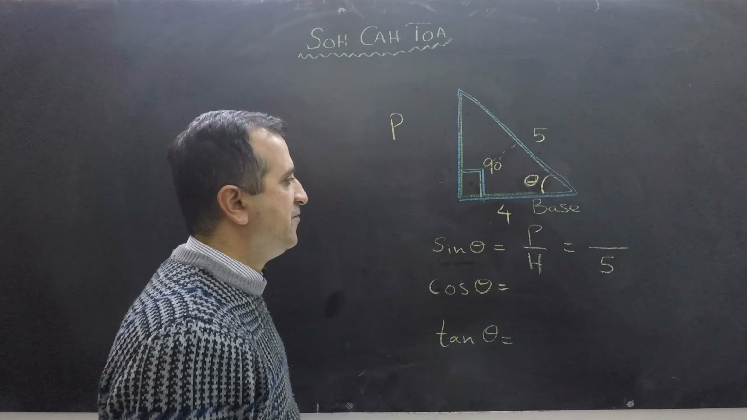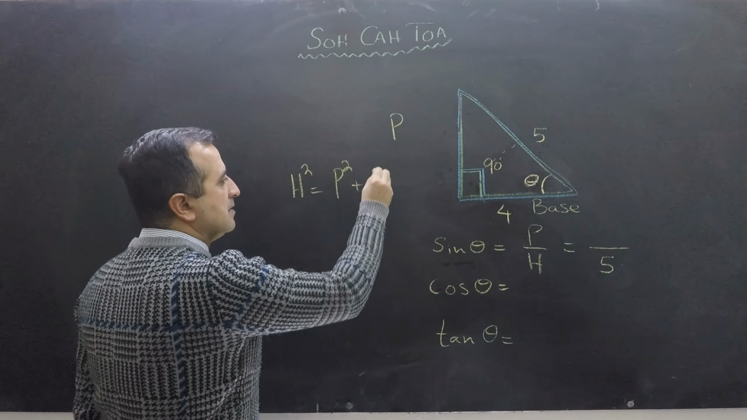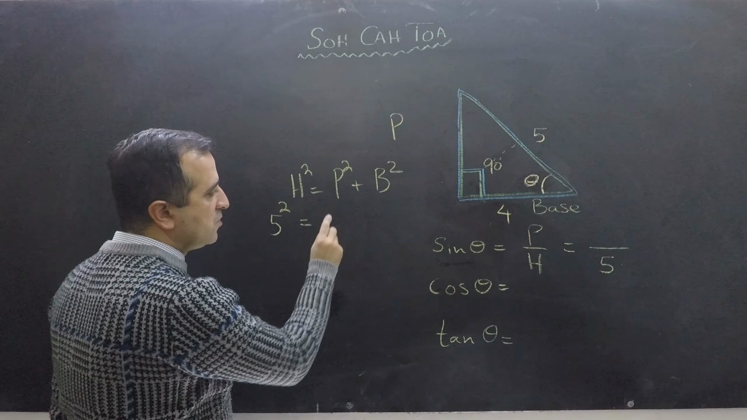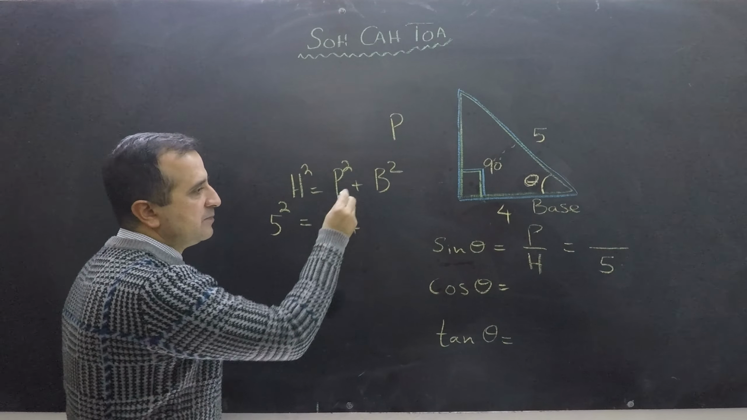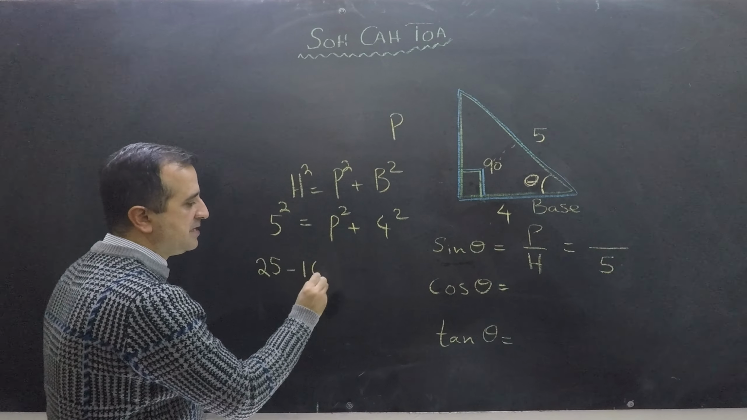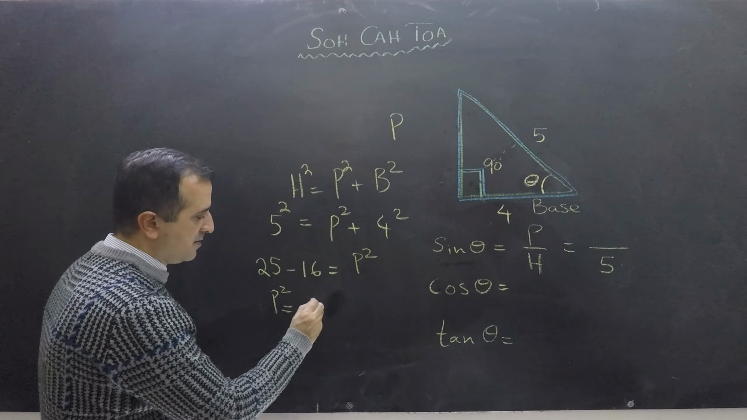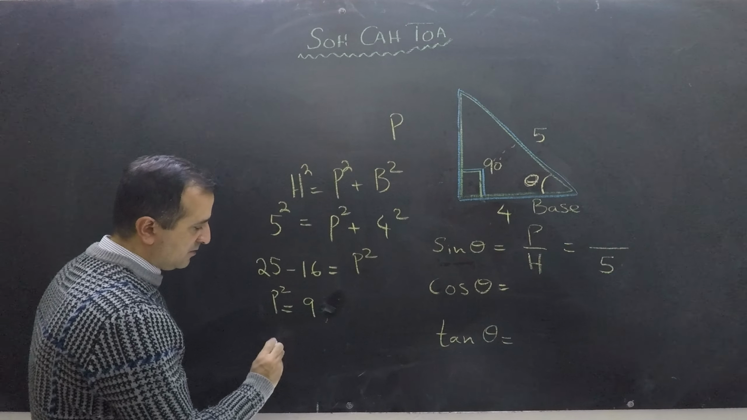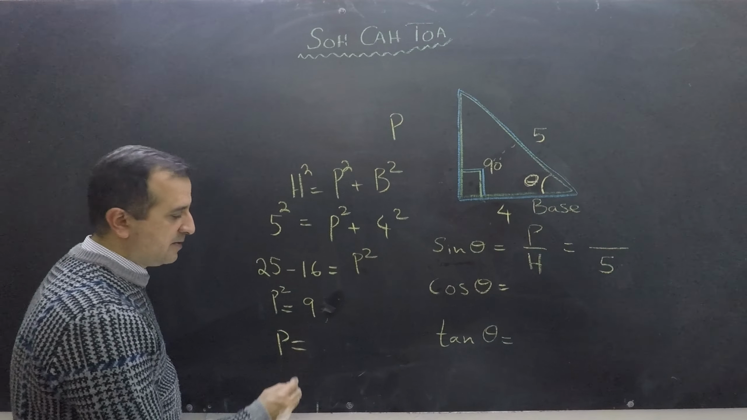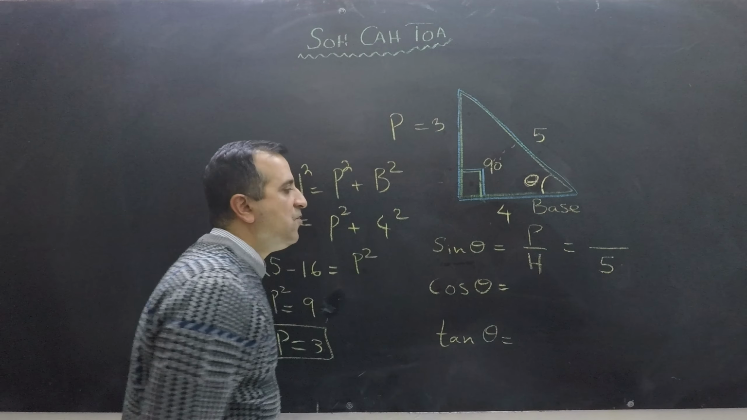We can find perpendicular by using the Pythagoras theorem, which is: hypotenuse squared is equal to perpendicular squared plus base squared. We know that hypotenuse is 5, so it is 5 squared. Perpendicular we don't know, so let's write perpendicular squared plus base, which is 4 squared. So basically we have 25 minus 16 is equal to perpendicular squared. So perpendicular squared is 25 minus 16, which is 9. We take the square root of both sides, so this becomes perpendicular, and the square root of 9 is 3. So that means perpendicular is equal to 3, and now we can find our sine theta.